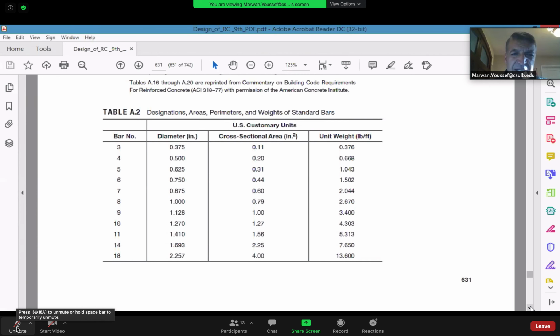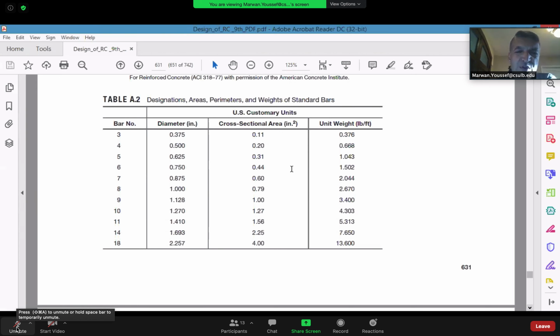Okay, another table, A2, in here. If you know your bar number, number 3, number 4, and remember we look at that, you know the diameter of the bar. And we said up to number 8, the diameter equals the bar number divided by 8. So 3 over 8 is 0.375. 4 over 8 is 0.5. 5 over 8 is 0.625. 6 over 8 is 0.875. 7 is this and 8, but if you go 9 over 8, you're not going to get this number. It's going to be close, but it's not going to be that number, so you will read it from here.